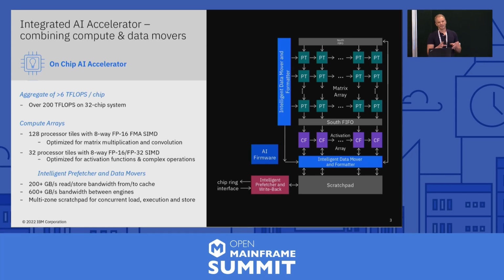The accelerator has a raw performance of about 6 teraflops. So we have 32 of these accelerators in the whole system. That adds up to about 200 teraflops in the system.